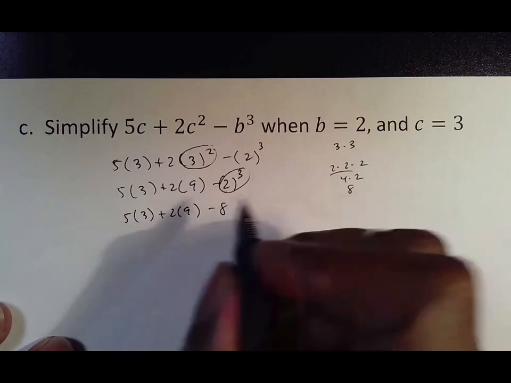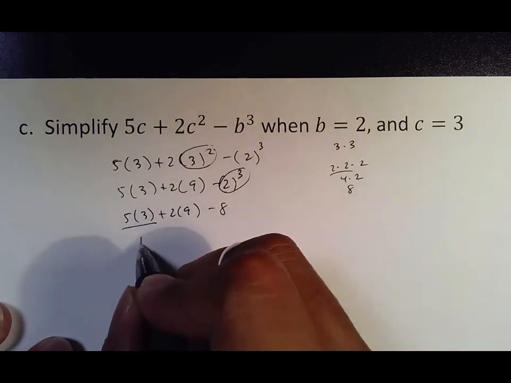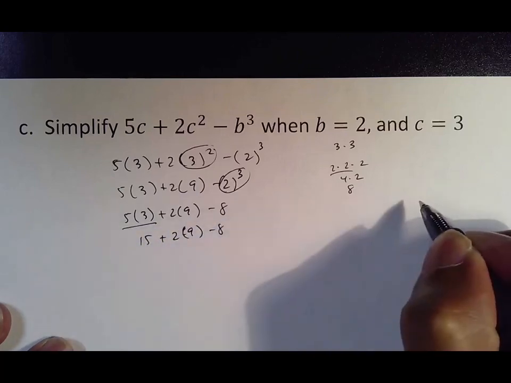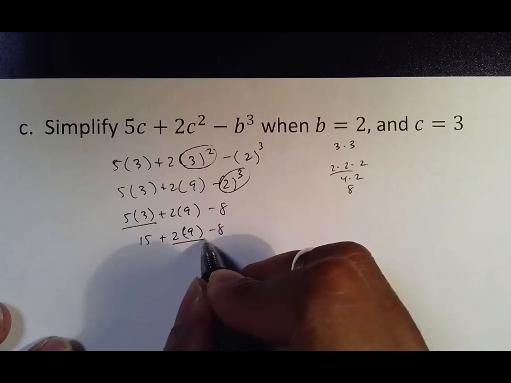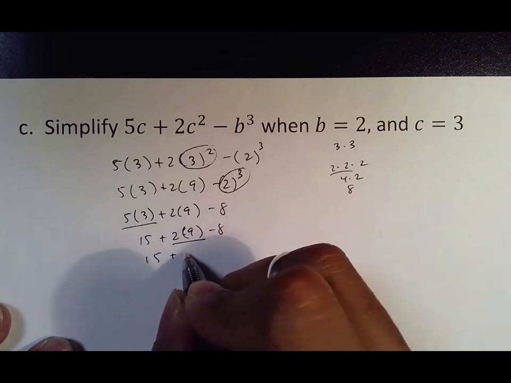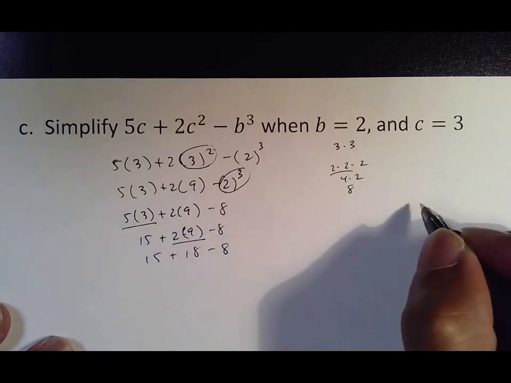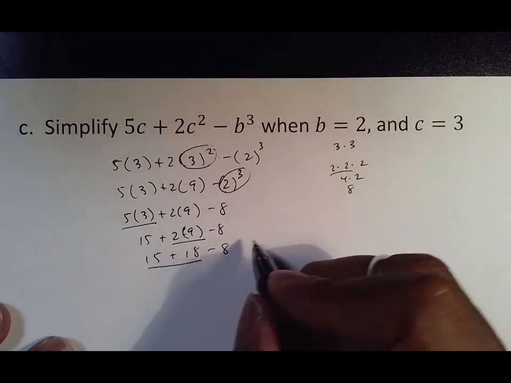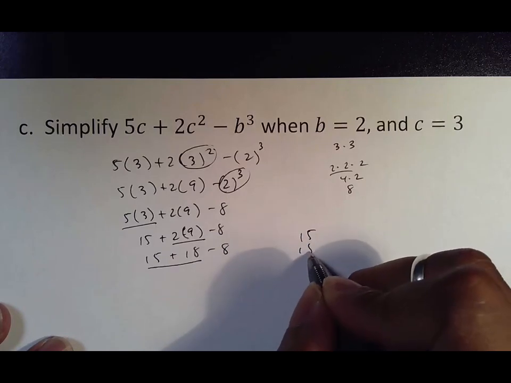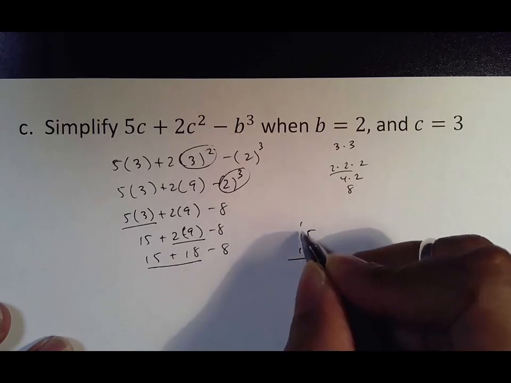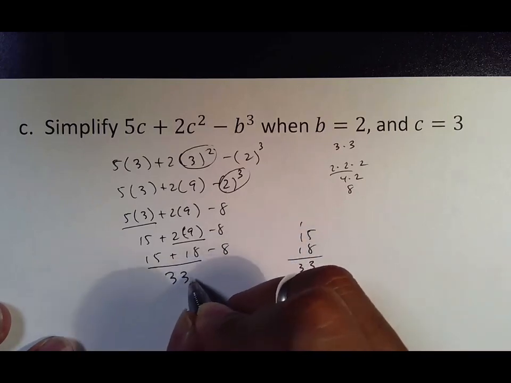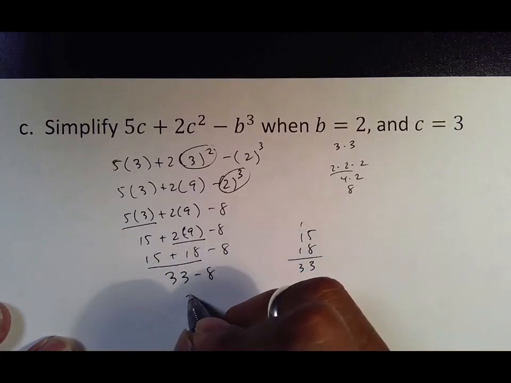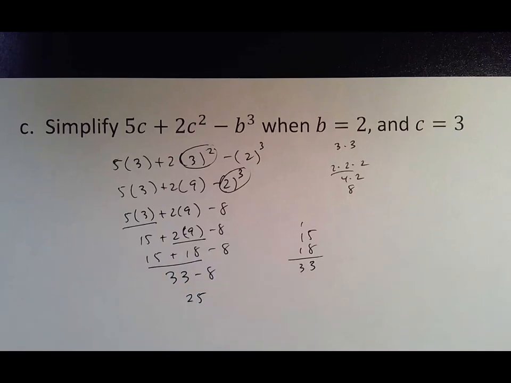Now we work it out in order. This is the first multiplication, so we work it out and copy the rest. And then from there, front to back, because it's all addition and subtraction. I don't know what 15 plus 18 is, so I work it out. 13 carry the 1. 33 minus 8. And 33 minus 8, if you did the work, is 25.